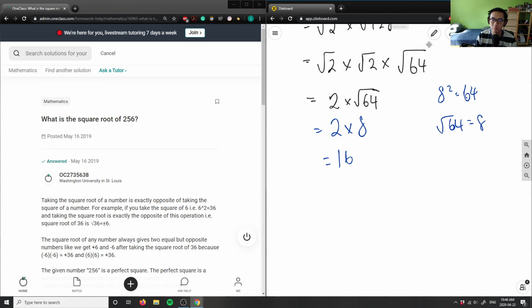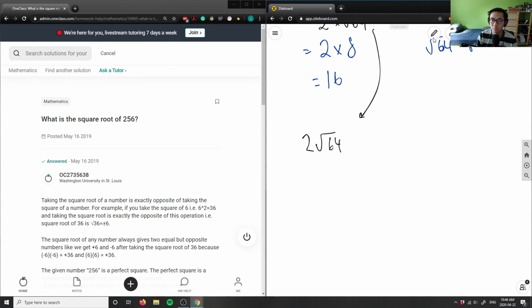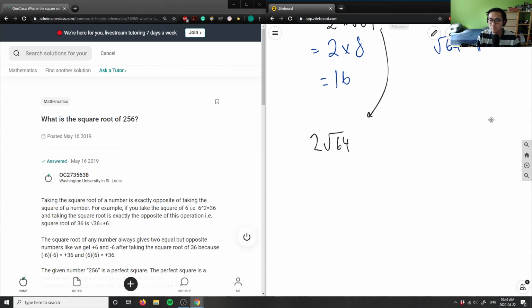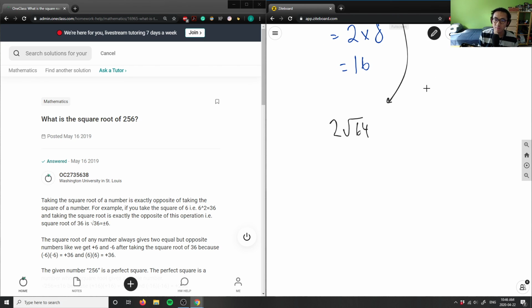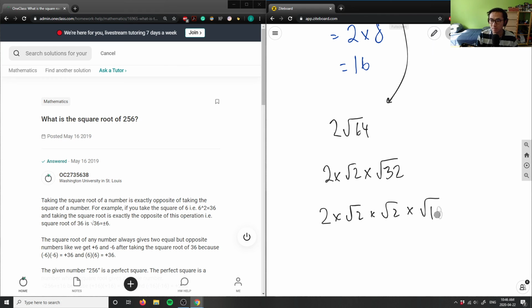But what if I didn't know the square root of 64 was 8? You can do the exact same thing again: 2 times root 64, and I can separate 64 into two parts. I would have 2 times root 2 times root of whatever 64 divided by 2 is, which is 32. Then I do the same thing again: root 2 times root 2 times root 16.